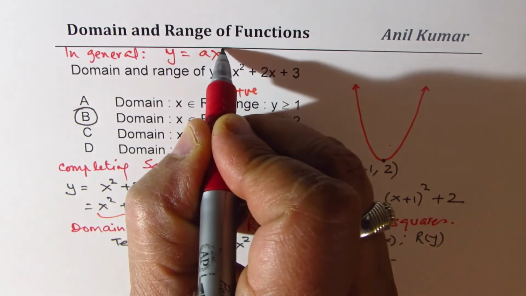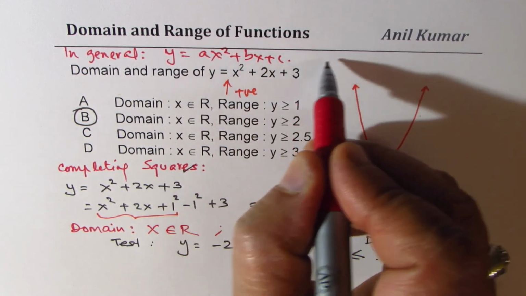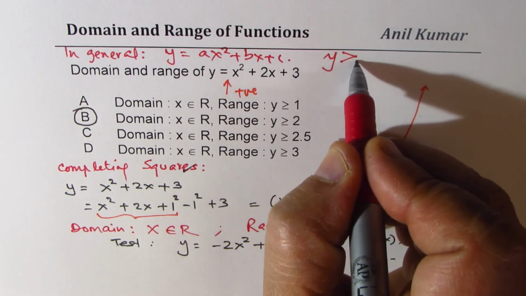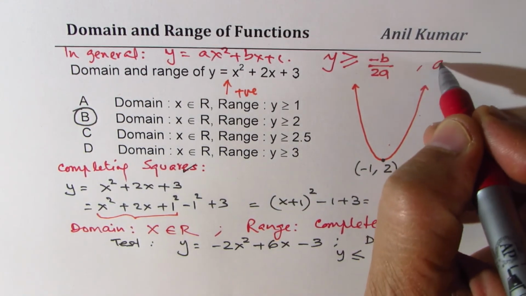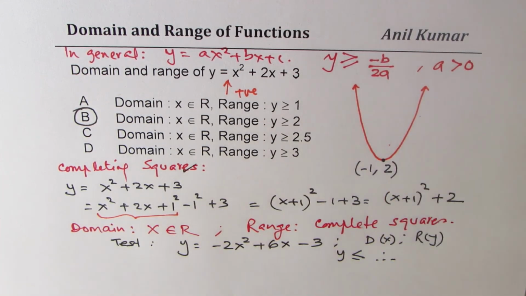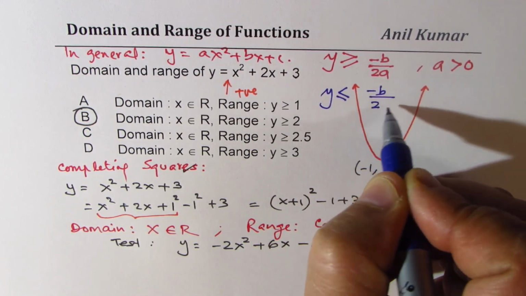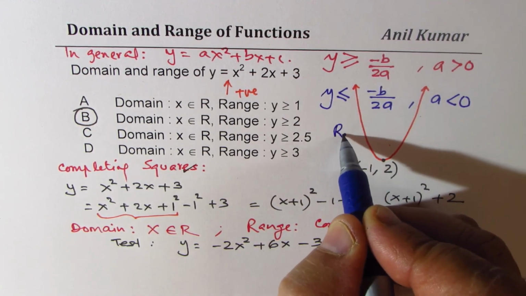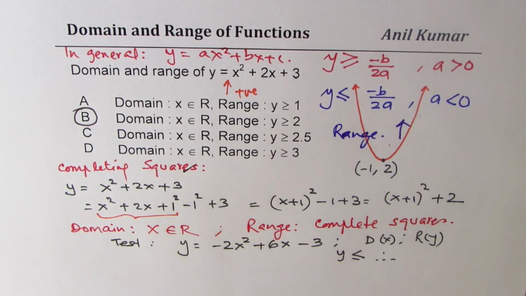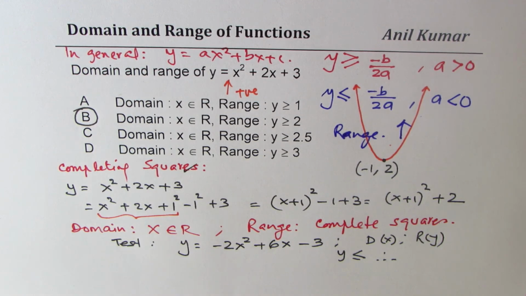So in general, let me write down here, the equation is y equals ax squared plus bx plus c. If a is positive, then the y value should be greater than or equal to the y value of the vertex, for a greater than 0. But if a is negative, then y is less than or equal to the vertex value, when a is less than 0. So that should be the general rule for range. I hope that is clear now. When you complete the squares, that is how you get the y value of the vertex. I hope that helps.